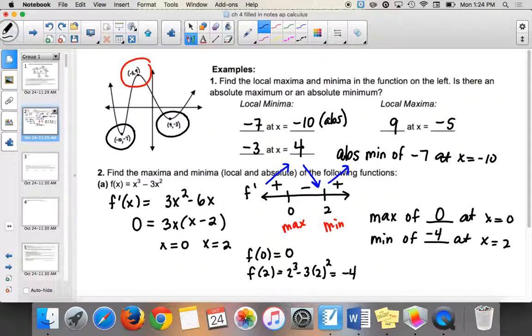All right, so let's talk about these. Are these local, absolute, or both? They're both local max and local min, right? I don't have any absolute. Why? Because there were no endpoints, and it was one of those ones that went like that. It went off forever. Okay, so it's a local and local.